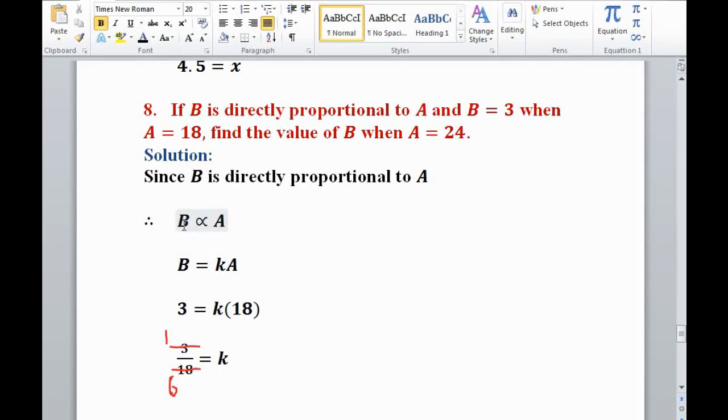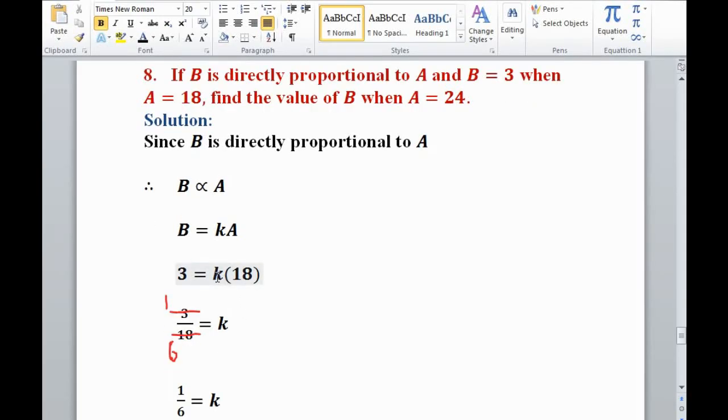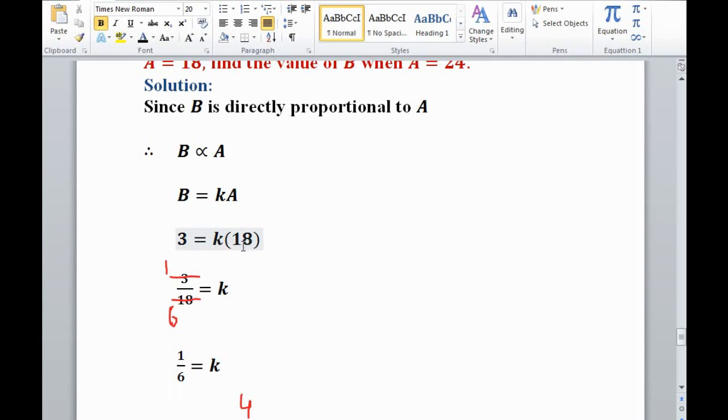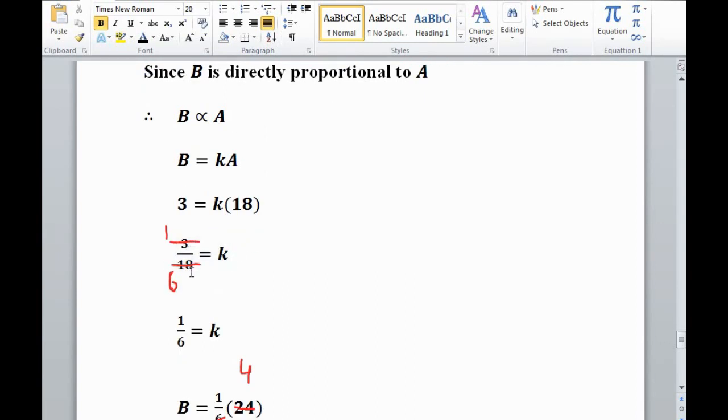Okay, we have been given the values of b and a in this statement. So b equals 3, I'm going to put the value of b, which is 3, equals k as it is, and we have also been given the value of a, which is 18, so this equation becomes 3 equals k into 18. Again, we are finding the constant k, so let's take this 18 to the left side of the equation. Then this equation becomes 3 upon 18 equals k.